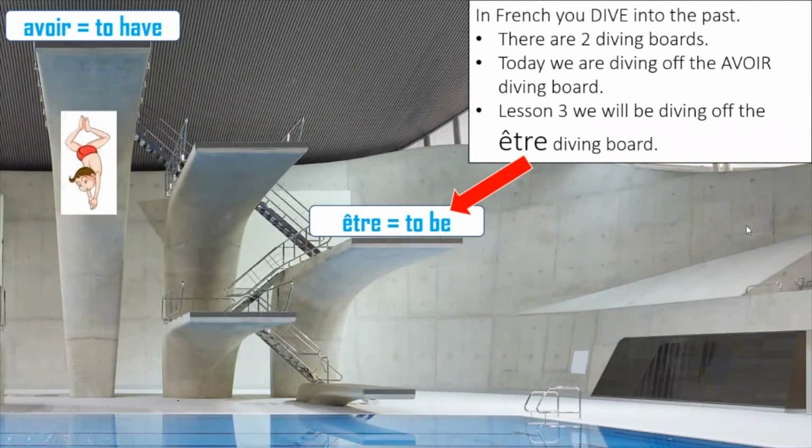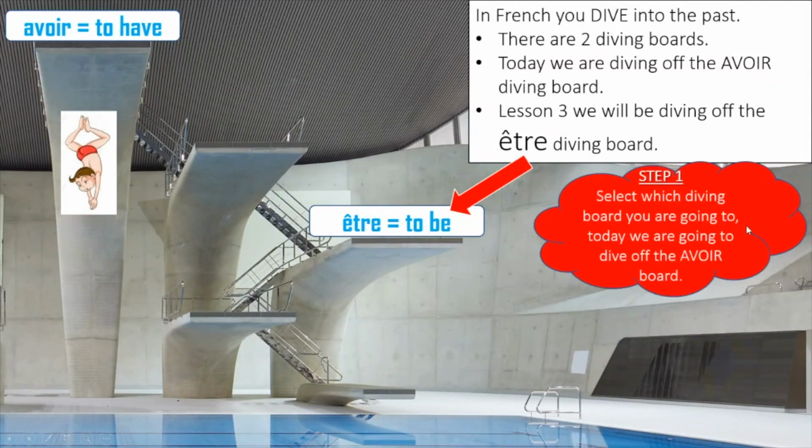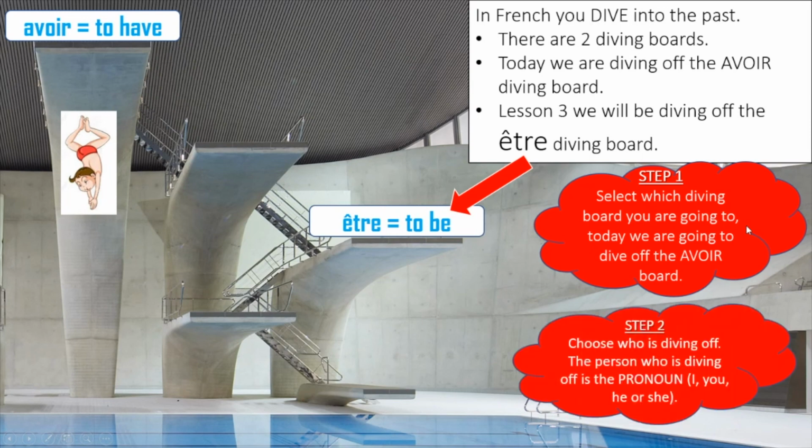All right, now think of it this way. Step 1, you have to decide which diving board you're going to. Okay, right, today we're going off the avoir diving board. Step 2, we have to choose who is diving off. So the person who is diving off is the pronoun, the I, you, he or she, they, we, whichever it is, okay? So that's step 2.